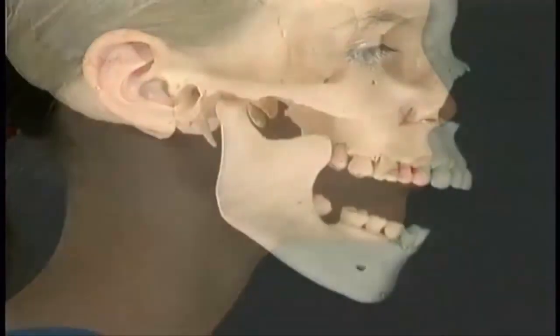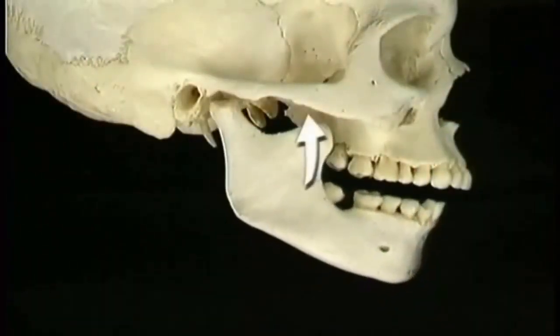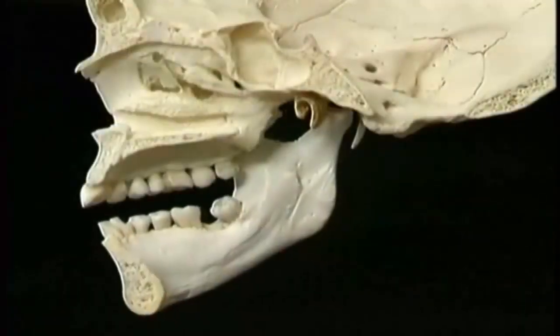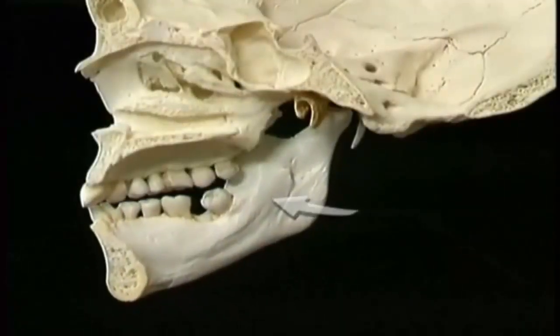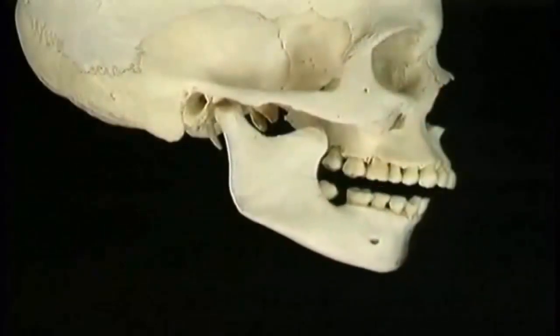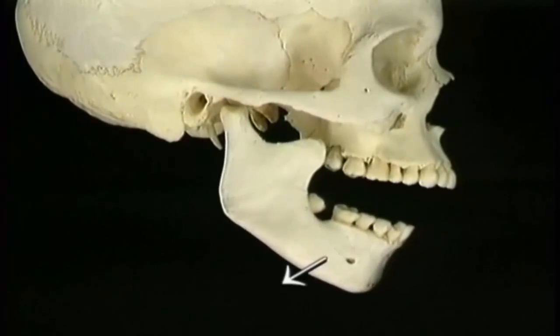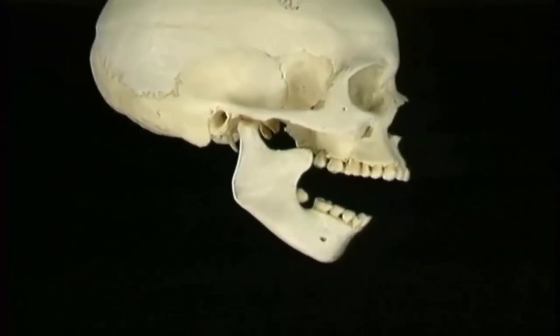Now, let's take a look at the actions of the muscles that we've just seen. The action of closing the jaw is performed by the upward pull of the temporalis, the masseter, and the medial pterygoid muscles. Opening of the jaw is brought about partly by the force of gravity, partly by the forward pull of the lateral pterygoid muscles, and partly by the backward and downward pull of muscles we'll see in a minute that act by way of the hyoid bone.